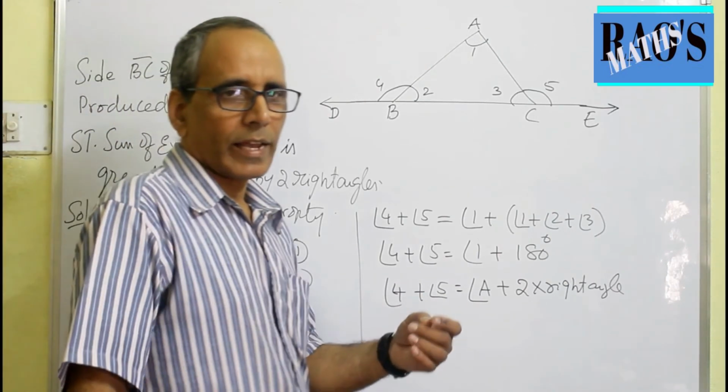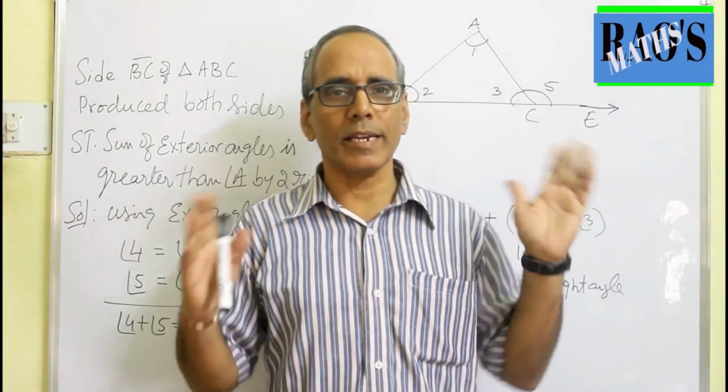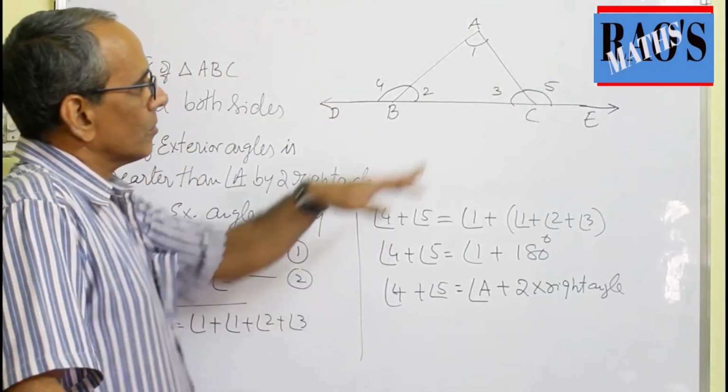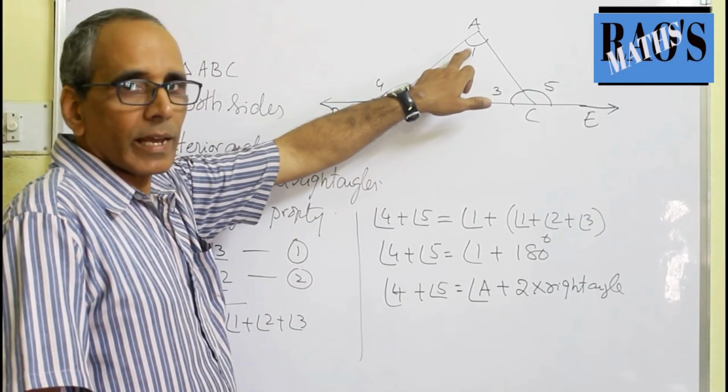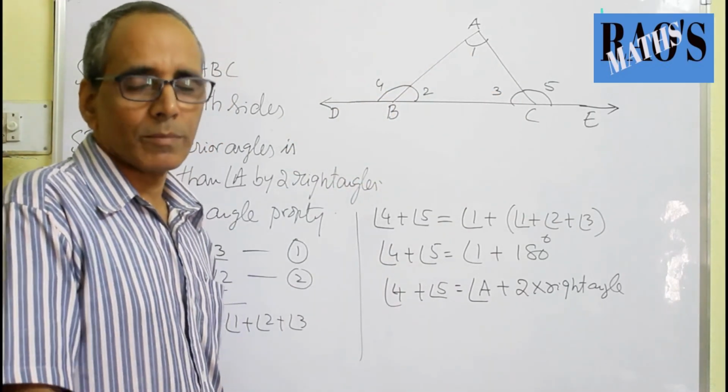So the sum of the exterior angles of the triangle, when I extend the base on both sides, is always equal to the vertical angle plus 2 times a right angle. 2 times a right angle.